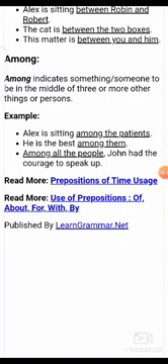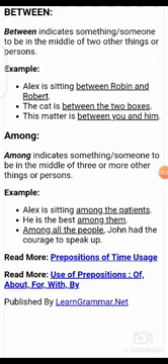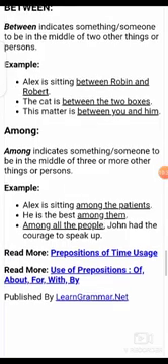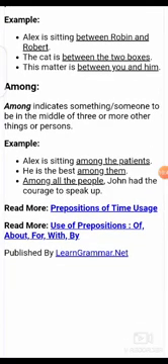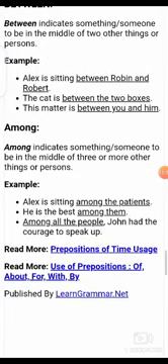The matter is between you and him means between two. In some dictionaries, it is also written in the explanation of using between that it can also be used not only with two but three, four, five, or numbers that can be easily counted on fingers. But among is used when there is a crowd which cannot be counted on fingers. Among indicates something or someone to be in the middle of three or more other things or persons. For example, all the Muslims are brothers among themselves. So there is a great number, more than 1, 2, 3, or 4, 5. Under 10 you can use between.